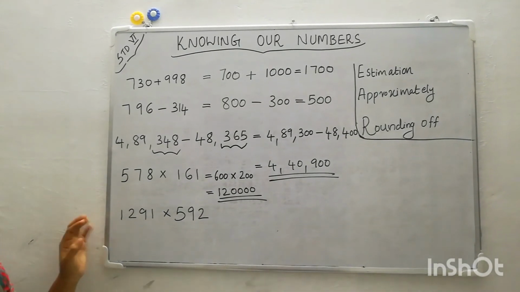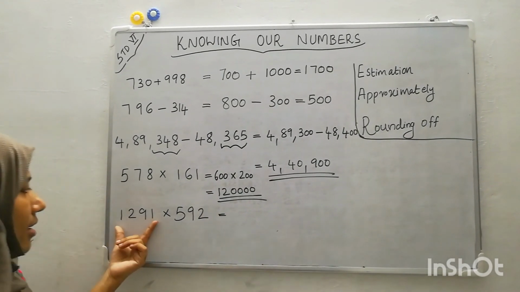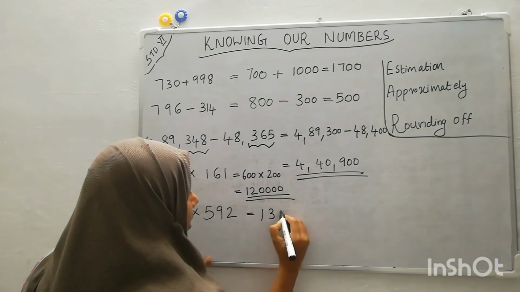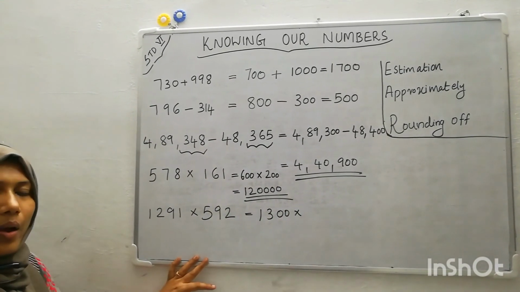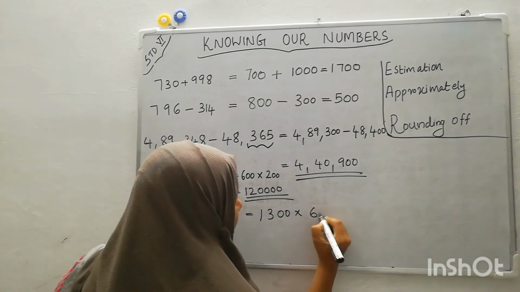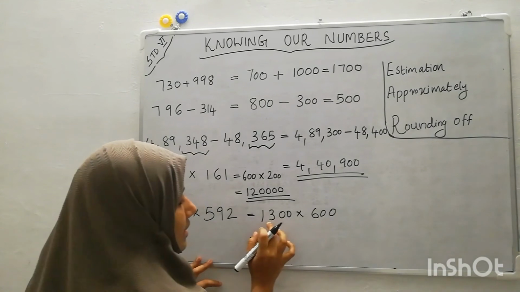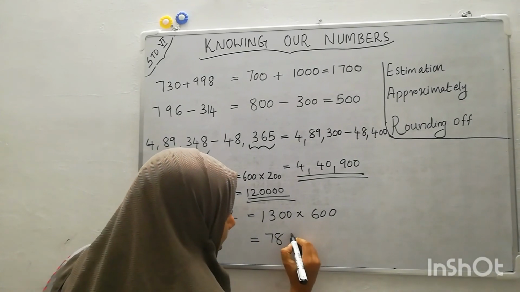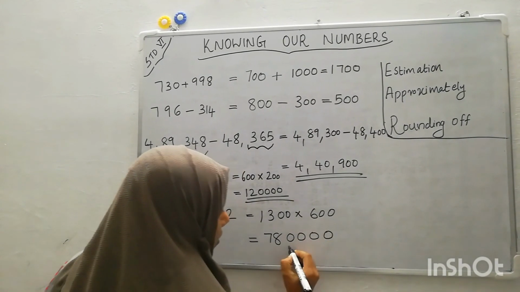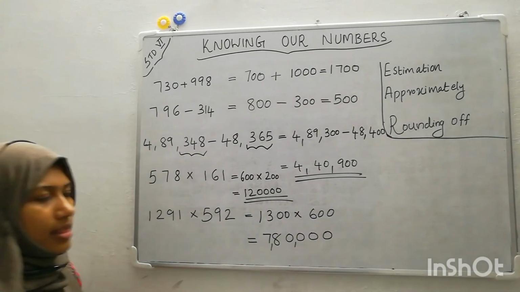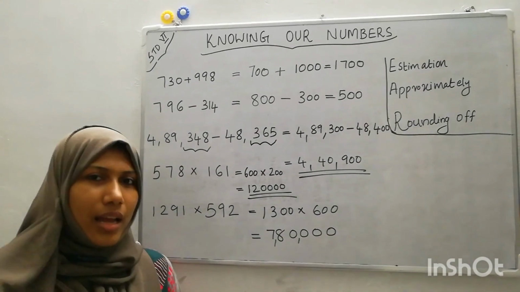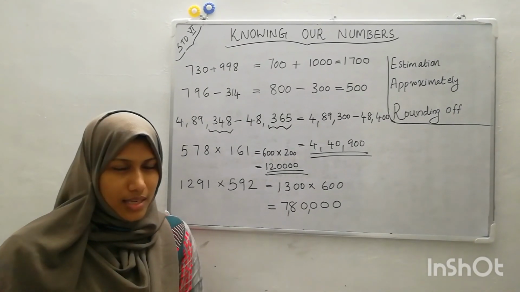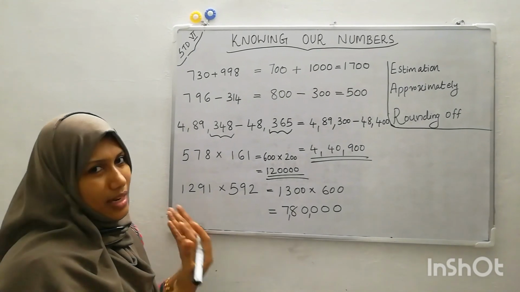The last one. Here, it can be simply rounded off to 1300, and this can be rounded off to 600. That is equal to 6 into 13, that is 78, then 4 zeros. That is 780,000. Is it clear? We can round off a big number to the nearest tens or hundreds or thousands according to the number or the digit given.